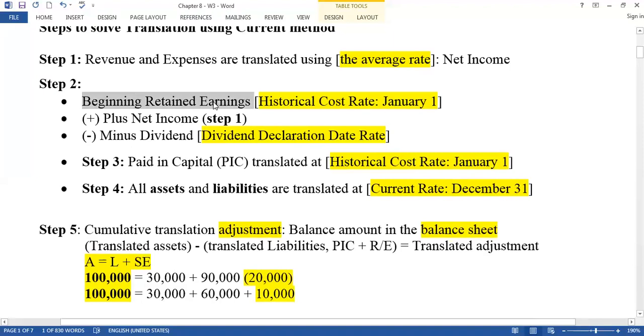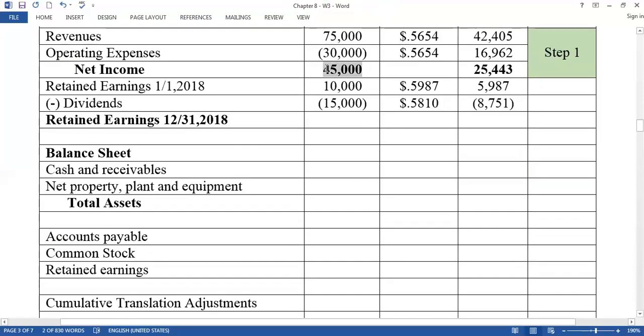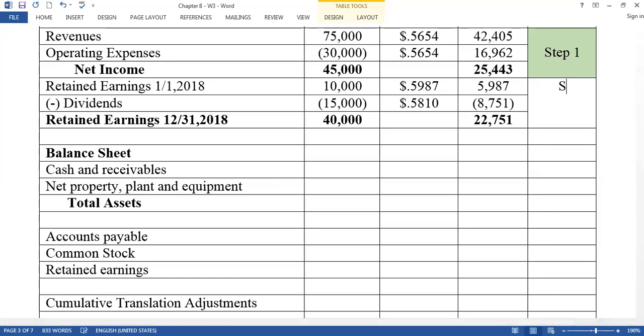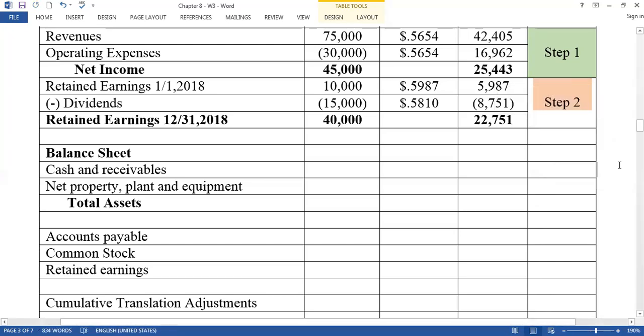We already have beginning retained earnings. We have net income plus minus dividend, right? Minus dividend. So we can do here. We have net income, retained earnings plus minus dividend, we get the ending retained earnings, and it is $40,000. And it is 22,751. And if you remember up to here, it is step two. In step two, we calculate our retained earnings.